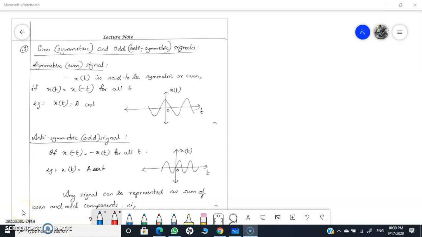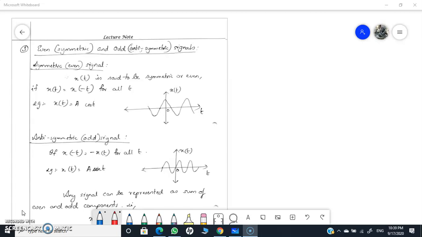Dear students, we are continuing the classification of signals. You have studied about two different categories. First category is continuous and discrete time signals, and second category is periodic and aperiodic signals. Through this lecture, you are going to study about even and odd signals, that is the third category.